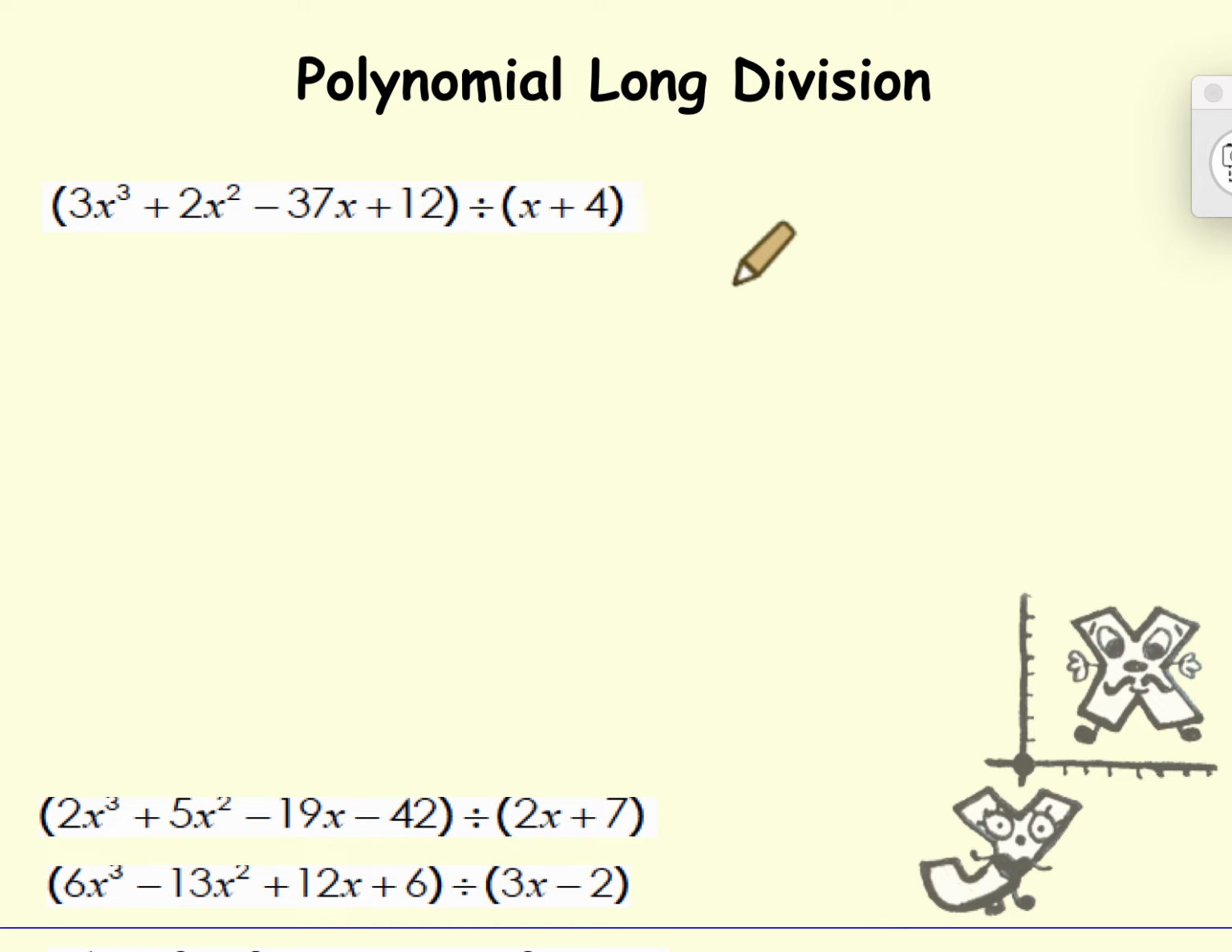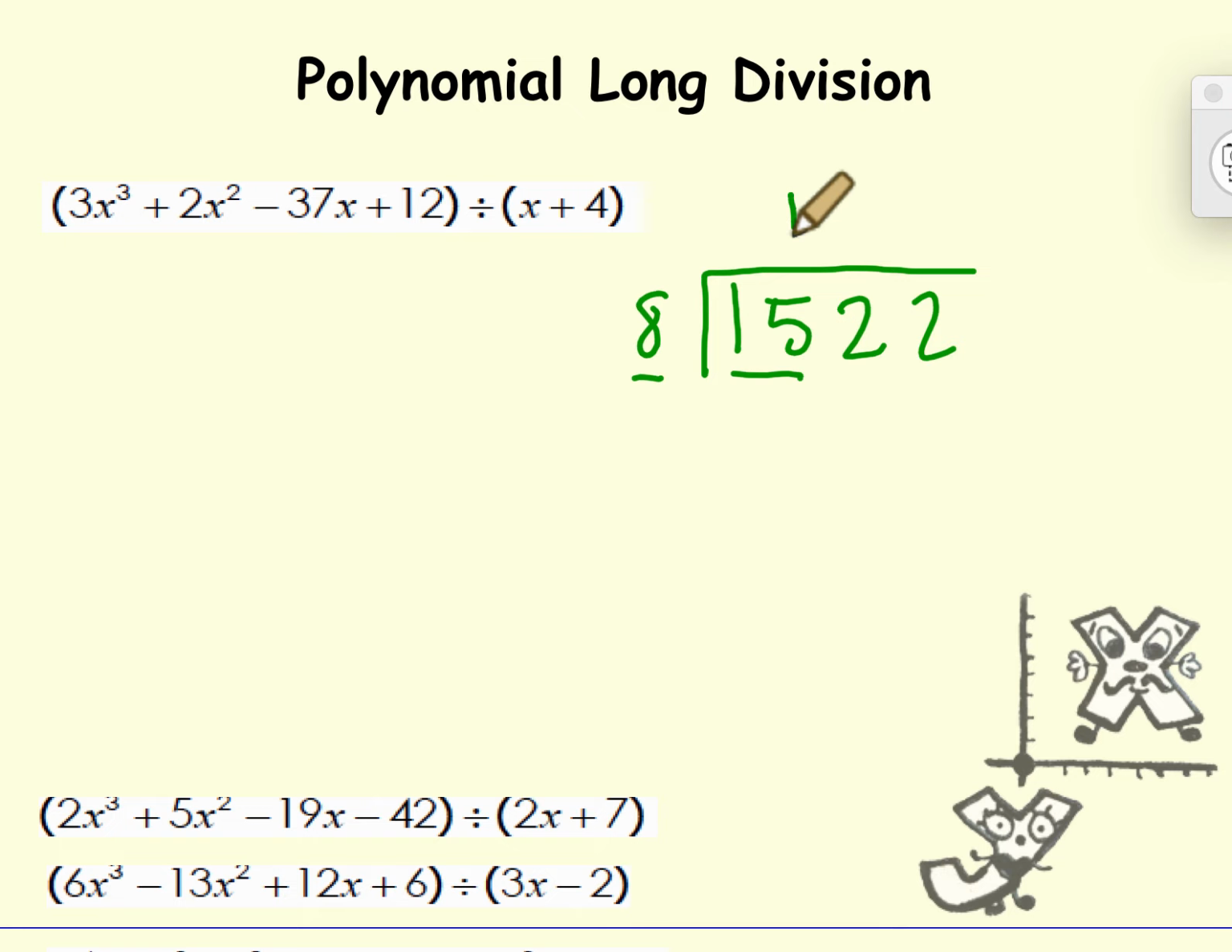It's probably been a while. Say we have 1,523 and I want to divide it by 8. The first thing I do is figure out how we can fit 8 into 1. It doesn't, so we go to the 15. 8 goes into 15 one time. 1 times 8 is 8, and then we subtract.